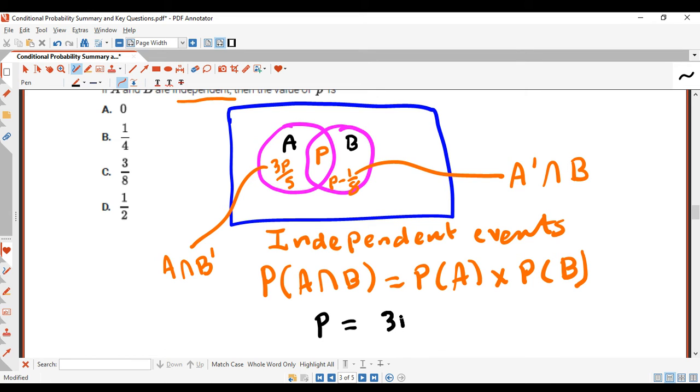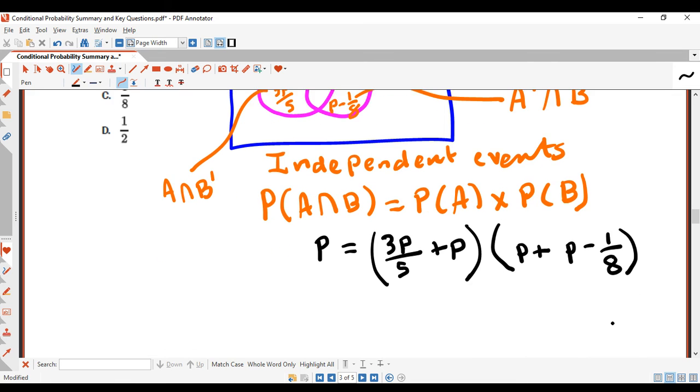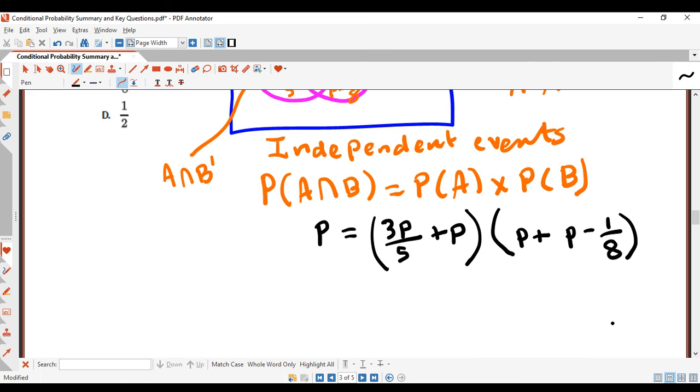So 3p on 5 plus the p, right, multiplied by, now B will be the entire B circle. So that's p plus p minus 1/8. Okay, so let's solve that equation.